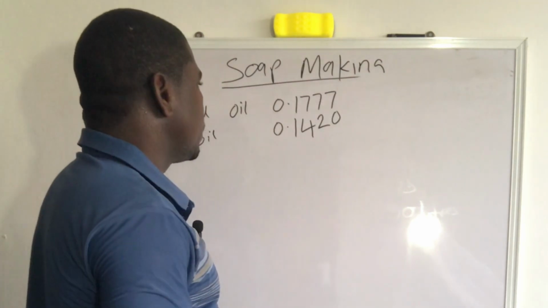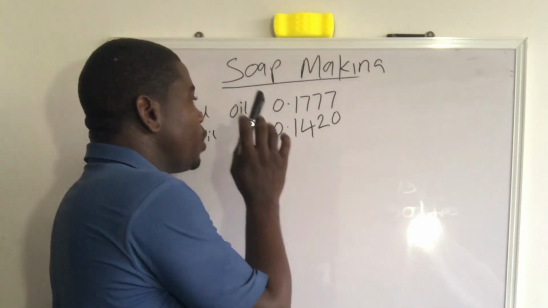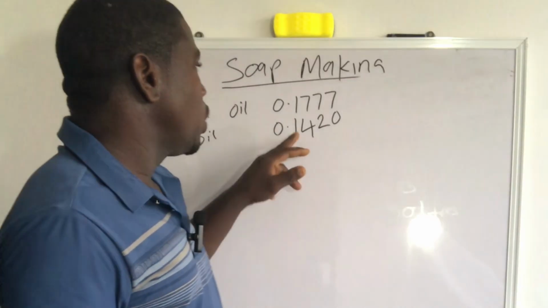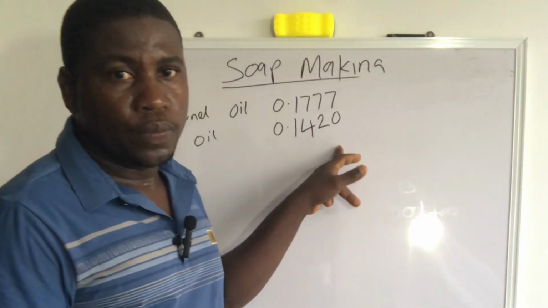Saponification value for palm kernel oil is 0.1777, and saponification value for palm oil is 0.1420.